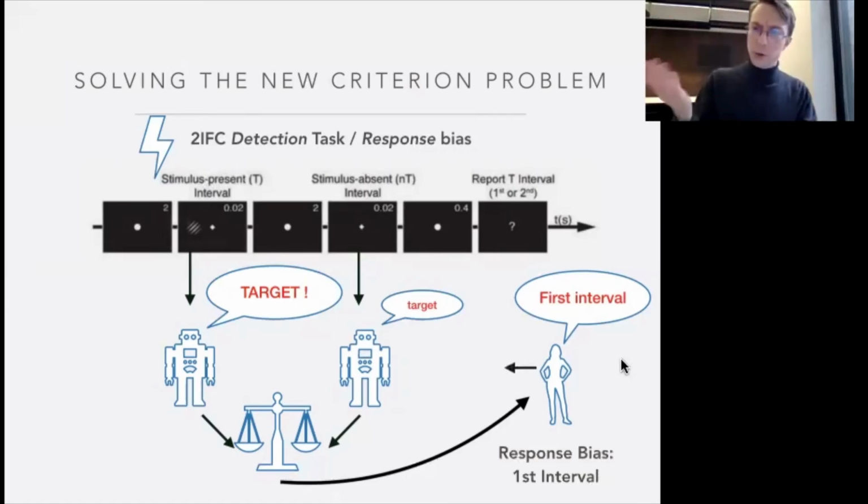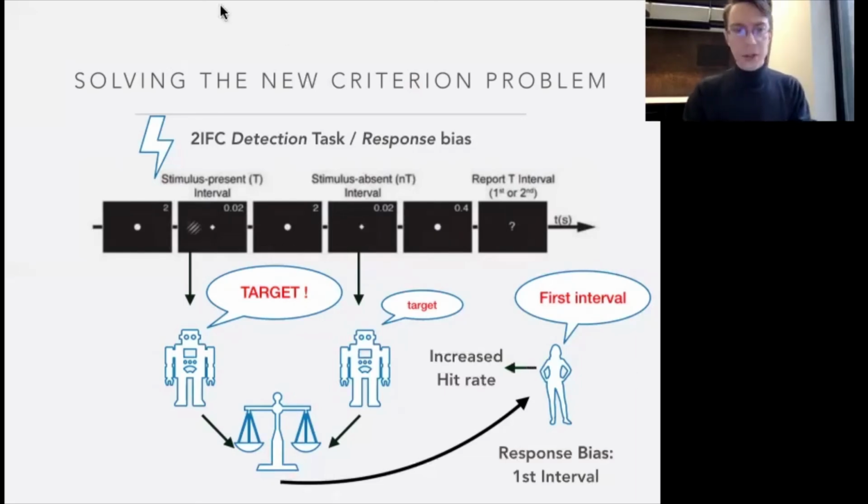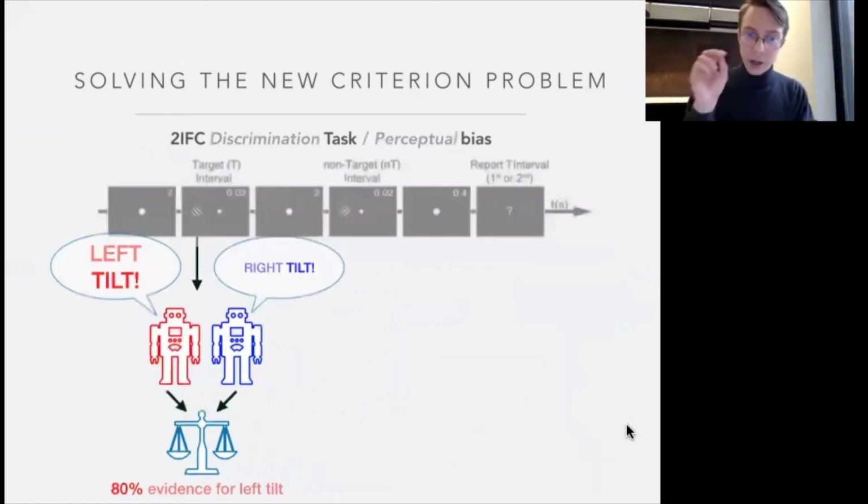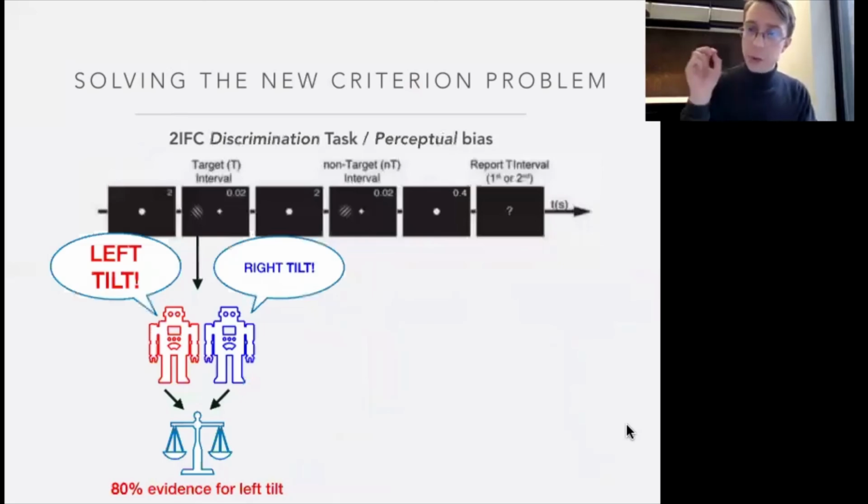So in that case too, that will lead to an increased hit rate. So as you can see, it seems like a detection task cannot solve the problem because in both cases, what we predict is that we'll have a higher hit rate. Namely, people will be better at answering where the target is. But now, in the discrimination task, remember what we have. We have two feature detectors. And what happens is that we get the balance of evidence between the two.